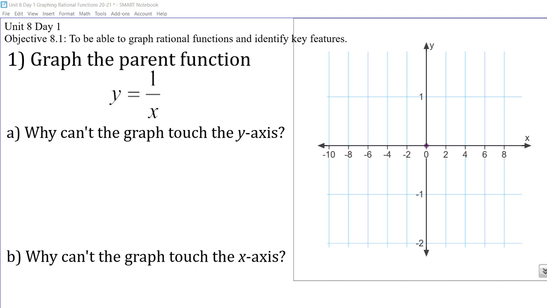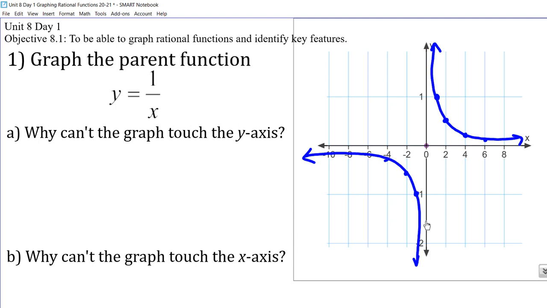And so by doing what we talked about, our graph is starting to look like this. And as you notice, a couple things are happening. Our graph is not touching the y-axis, nor is it touching the x-axis. Well, why is that happening? Well, if we're talking about the y-axis, that means we have an input of 0. We said if we put 0 into the function, we have 1 over 0, and that's undefined. It's not possible. That's why we're not able to use that input of 0. It's not going to touch the y-axis.